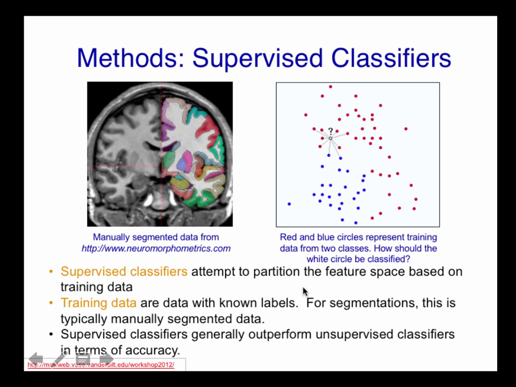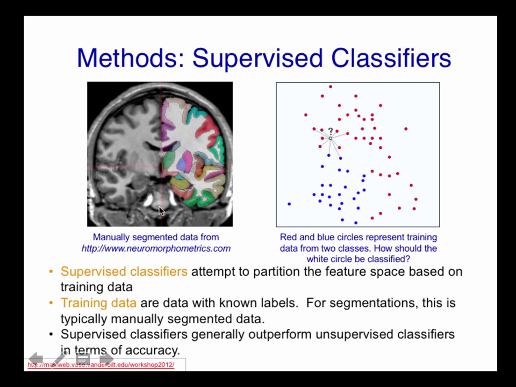So supervised classifiers partition the feature space based on data with known labels. So the training data are data where you know what the segmentation already is. Okay? So for segmentations, this is typically manually segmented data. So you have to have some set of data where you know the truth already, or what you believe to be the truth, to actually help your algorithm perform its segmentation.